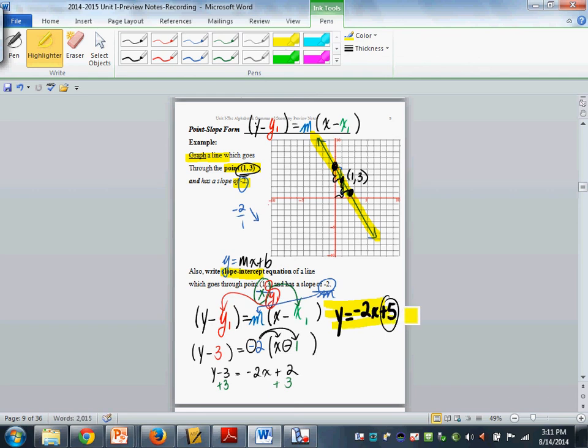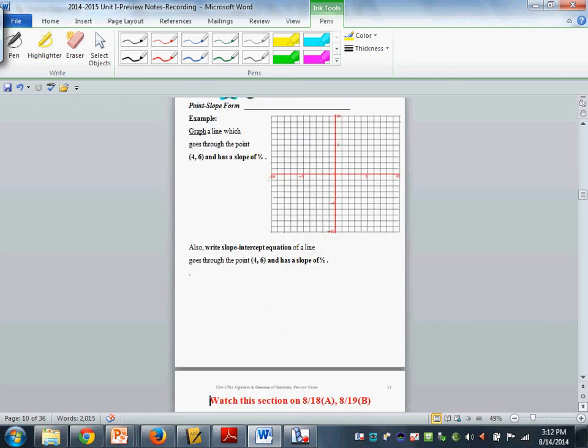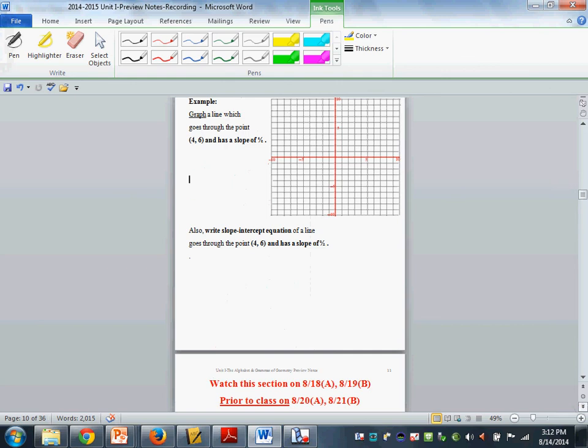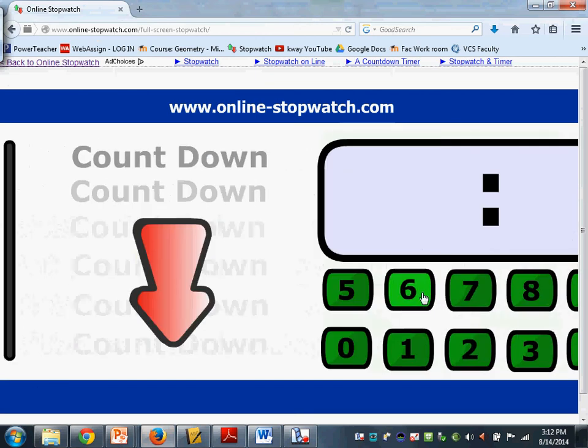I'd like you to take 2 minutes, and I'd like you to do this page on your own. So I'm going to put the timer on for 2 minutes. I'd like you to both graph that and write a slope-intercept equation of a line like you just did. You have 2 minutes, go.